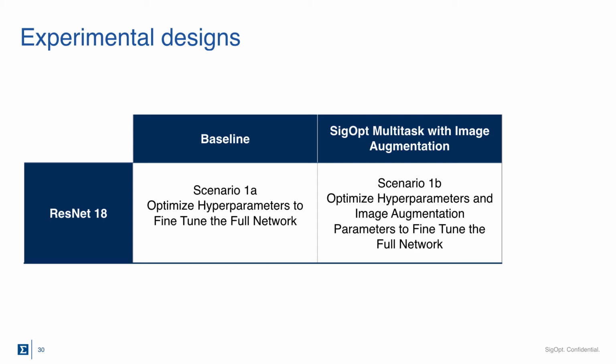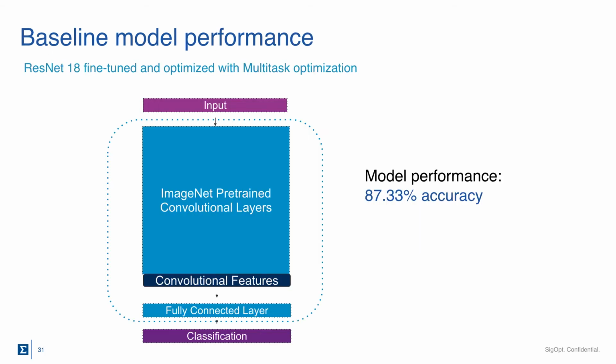So our new experimental design will keep all the properties of our current best performing model, which is the ResNet 18 fine-tuned and optimized. And we're just going to add image augmentation to really see if we can beat our current baseline. So this is what our current baseline looks like. It's the ResNet 18 fine-tuned and optimized with multitask, and it's at 87% accuracy. And we're going to see by adding image augmentation, can we beat this baseline?